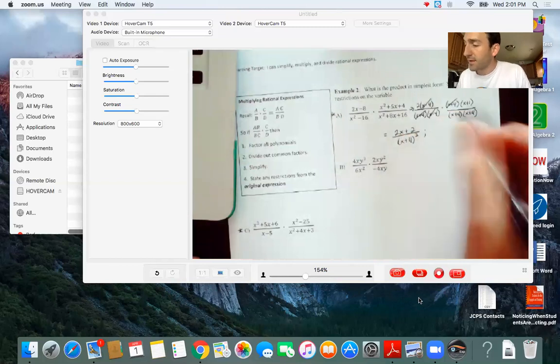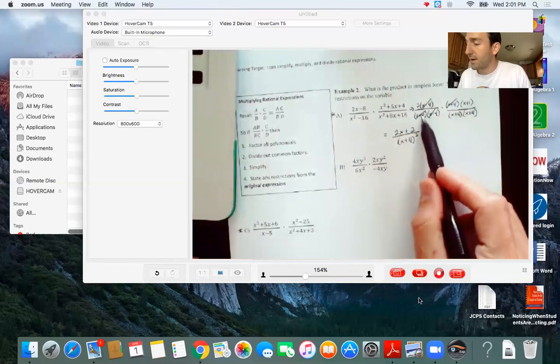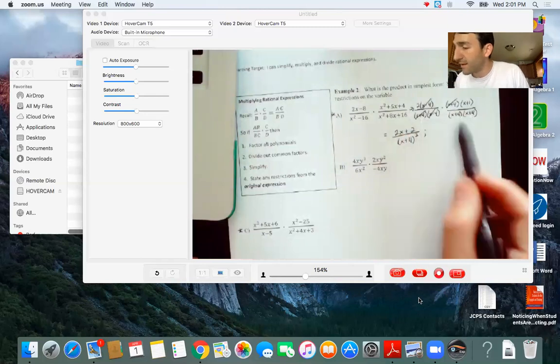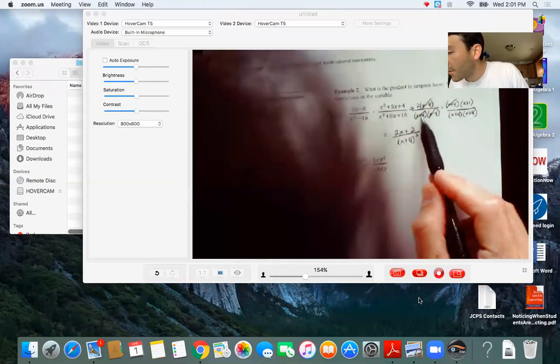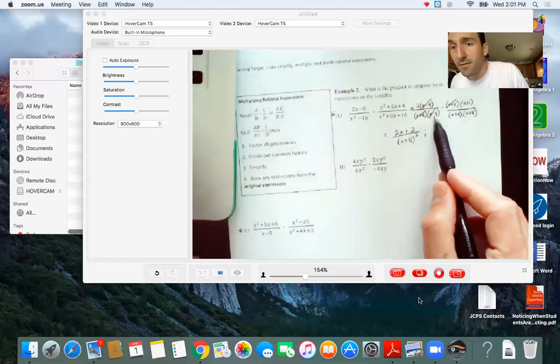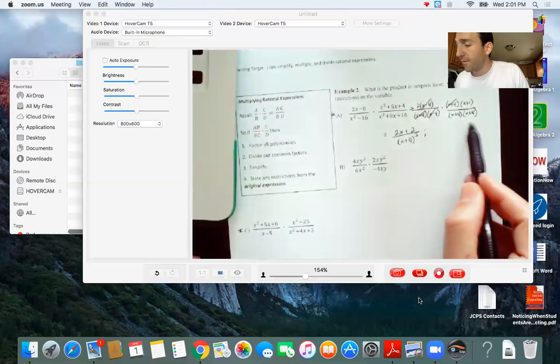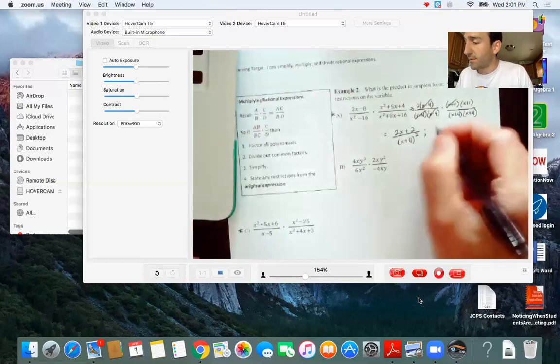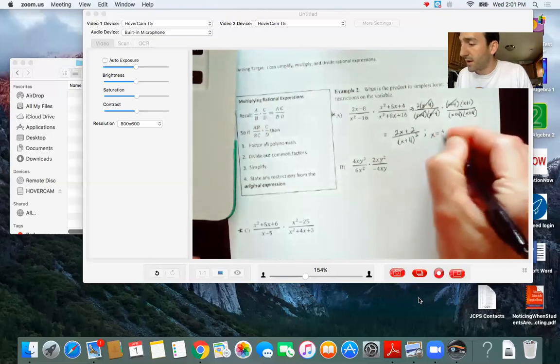For my restrictions, I'm looking at this step, right? So anything that's going to make any of these a 0. So negative 4 would make that a 0, positive 4 that, and then negative 4 for both of those. So all of our restrictions are just positive or negative 4.